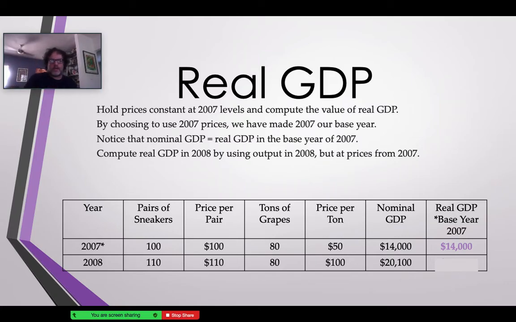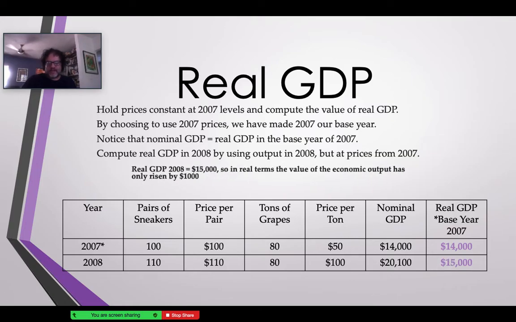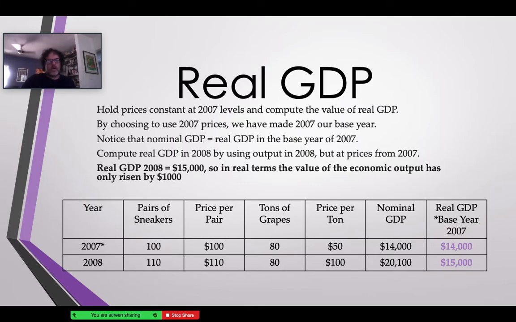And now we're going to look at 2008 output by 2007 prices. And you get 15,000, right? So we know real GDP has risen by $1,000, right? Not the 20,000 with nominal GDP, right? If we looked at nominal, that would make it seem like it was a huge increase, right? And so if we do a percent change, we got 15,000 minus 14,000 divided by 14,000 times 100, and real GDP increased by 7.1%.